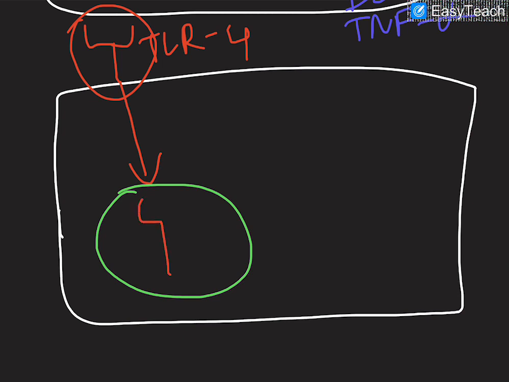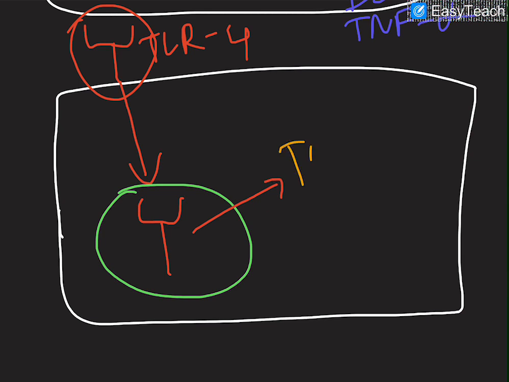Once that happens, this can signal the TRIF pathway. Because remember, when we were talking about toll-like receptor 3, we said that was inside your endosomes and responded to double-stranded RNA, right? So once the toll-like receptor 4 is inside the endosomes, this can also stimulate the TRIF pathway, just like toll-like receptor 3 did, okay? So if this stimulates the TRIF pathway, what do we know about that?